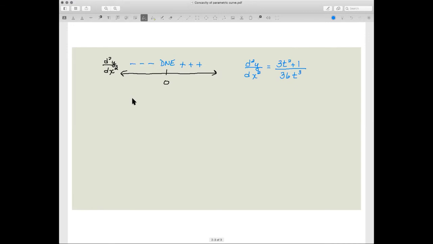So what that should mean is that this curve is going to be concave up, where the second derivative is positive, on the interval where t is from 0 to infinity. You could also say t is greater than 0 if you prefer. And the curve is going to be concave down on the interval from negative infinity up through 0. Or again, you could say t is less than 0. So let's go back to the graph and take a look at it there, and we'll confirm that this is actually the case.